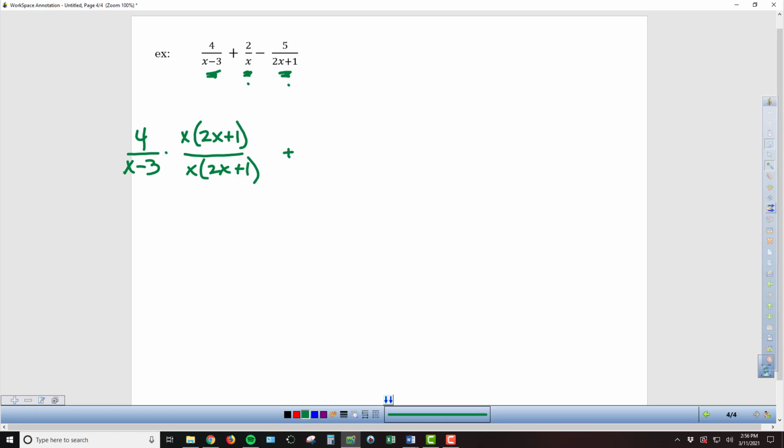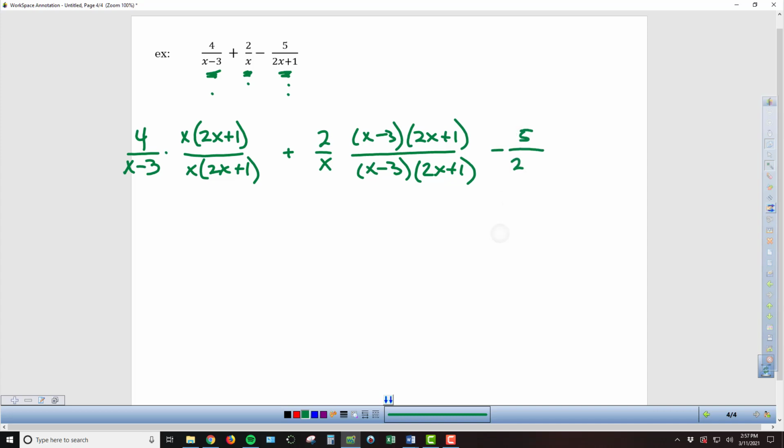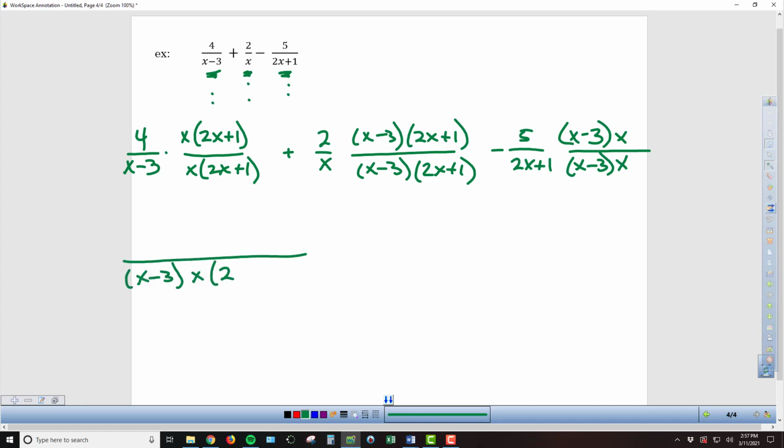For the second fraction, 2 over x, I need to multiply it by the other two denominators on the top and bottom. So that's going to be (x - 3) and (2x + 1). So we're going to have a lot of foiling and a lot of distributing that we're going to have to do, but we'll make it. And then the last fraction, my 5 over (2x + 1), is going to be multiplied by the first two denominators. So it's going to be (x - 3) and x, again, on both the top and the bottom. So we have our common denominator, which is going to be (x - 3) times x times (2x + 1).